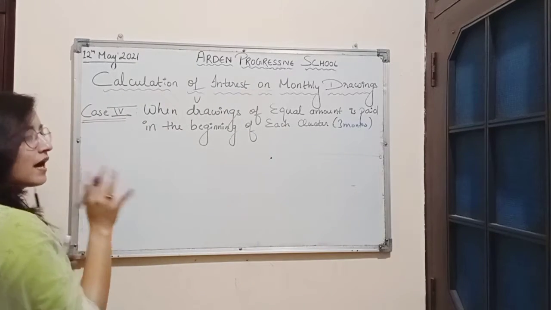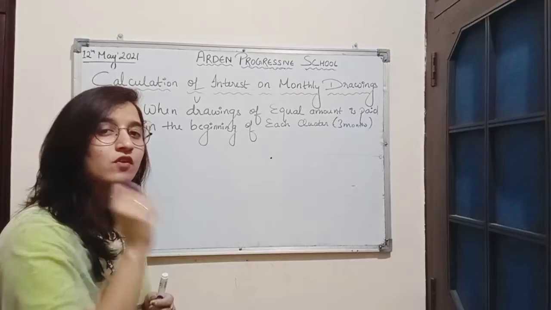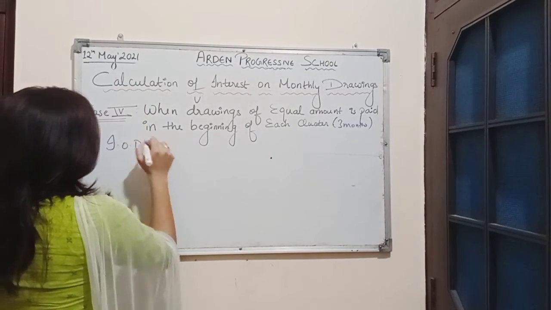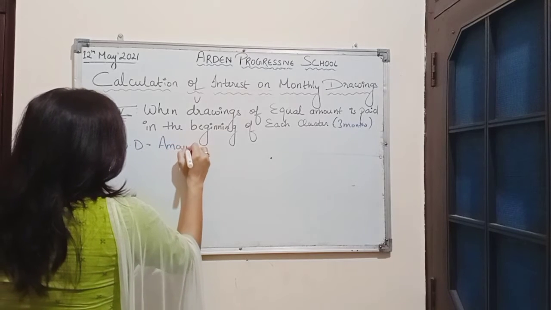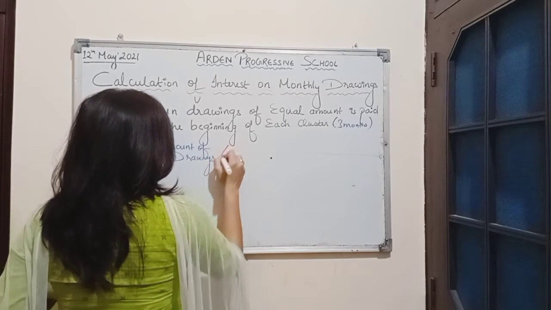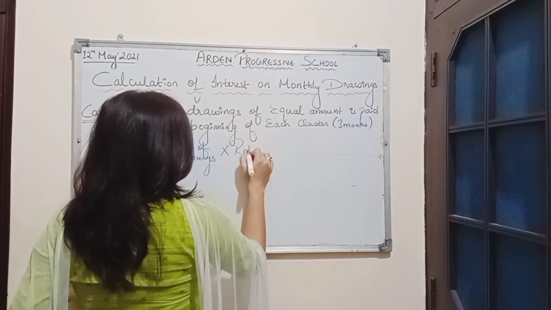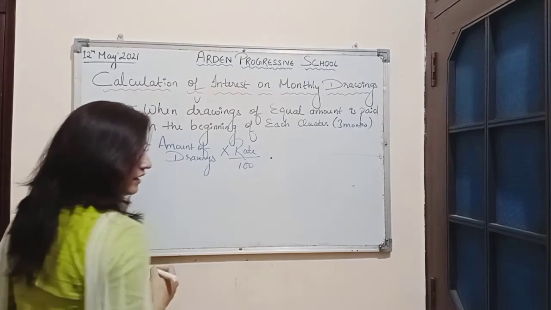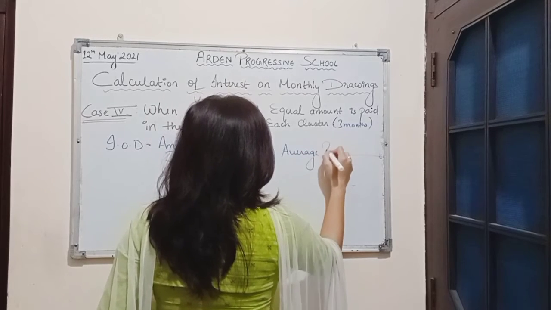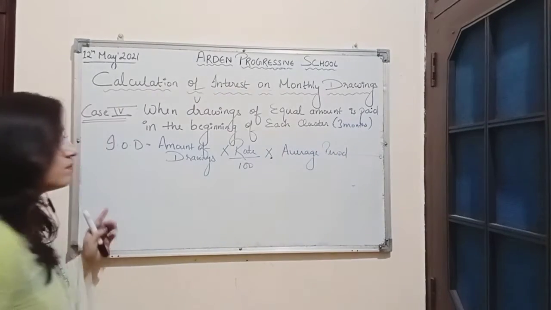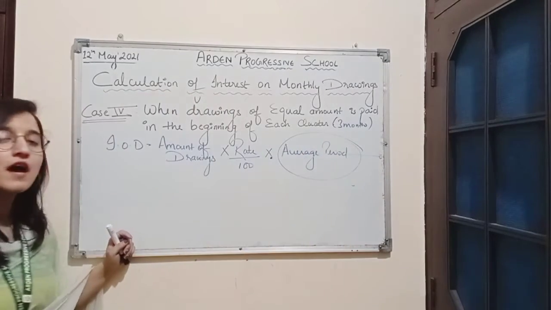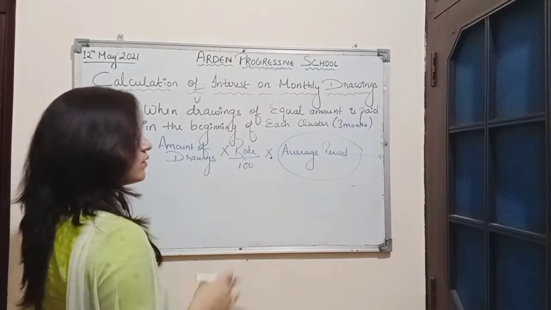Now, as we know, in all the cases there is one common formula for calculating interest on drawings, which is amount of drawings multiplied by rate divided by 100 multiplied by average period. So this formula will be applied in all the cases. Only the difference will be for calculation of average period in every particular case.